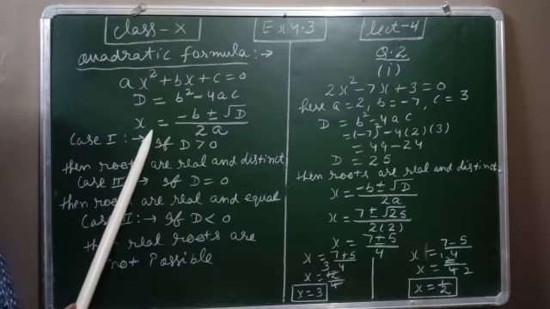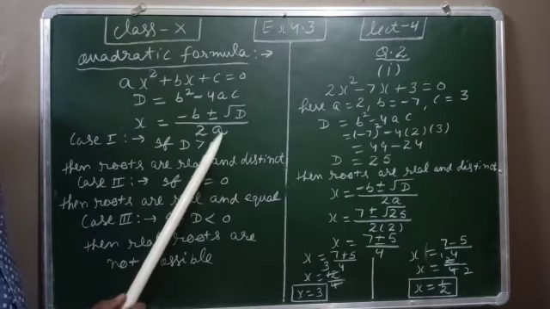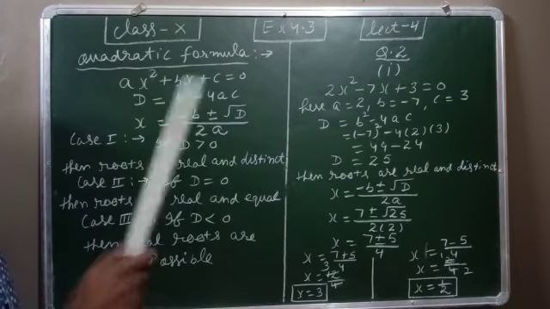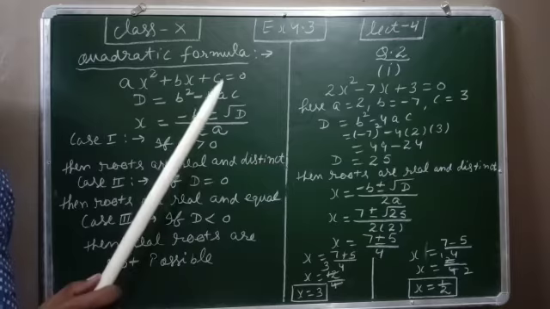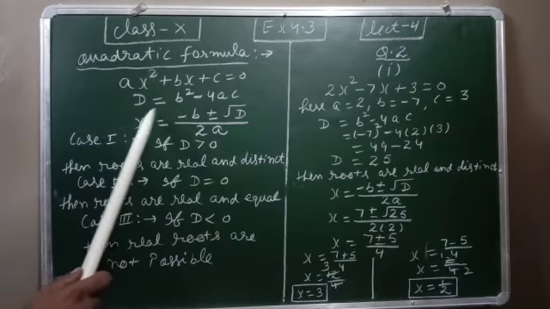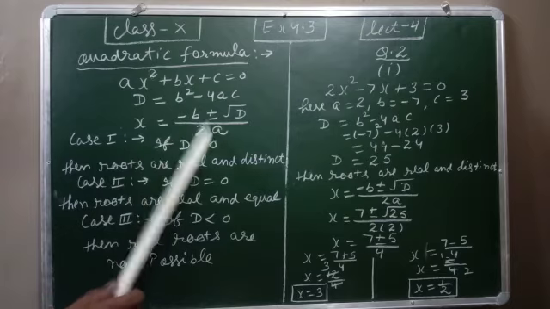Then the second formula is of x. This is x equals minus b plus minus root D upon 2a. These two formulae we have to remember or learn for the quadratic formula. It is a very important method. Many times it is written: solve or find the roots by the quadratic formula. So first is D, b square minus 4ac, then x equals minus b plus minus root D upon 2a.